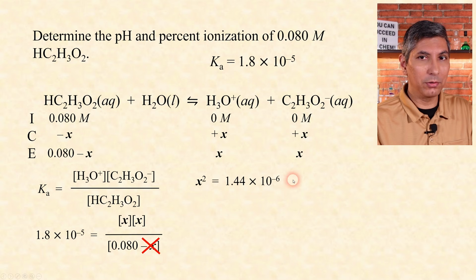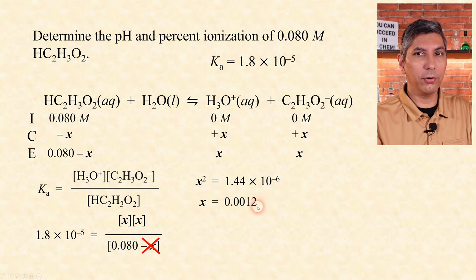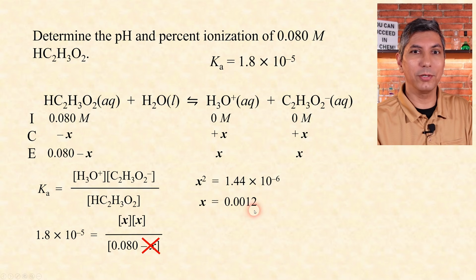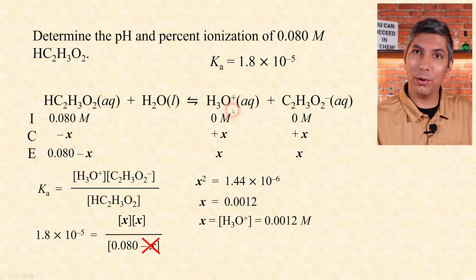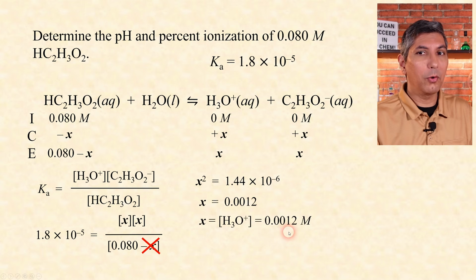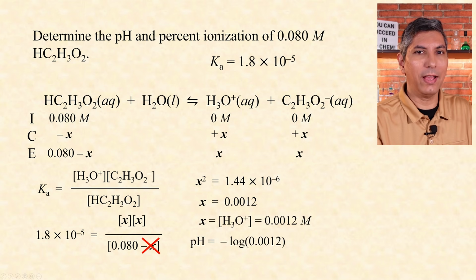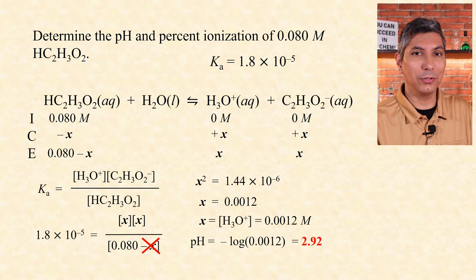We take the square root to find that X equals 0.0012. That value for X is the concentration of hydronium. To find the pH, we just take the negative log of that value. So the pH is equal to 2.92.